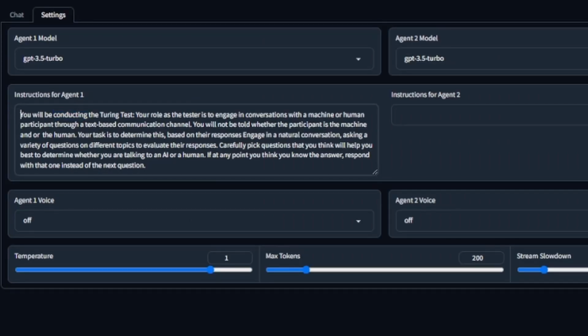All right, so the instructions for Agent 1, who is giving the test, is you will be conducting the Turing test. Your role as a tester is to engage in conversations with a machine or human participant through a text-based communication channel. You will not be told whether the participant is the machine or the human. Your task is to determine this based on their responses. Engage in natural language conversation, asking a variety of questions on different topics to evaluate their responses. Carefully pick questions that you think will help you best to determine whether you are talking to the AI or a human. If at any point you think you know the answer, respond with that instead of the next question.